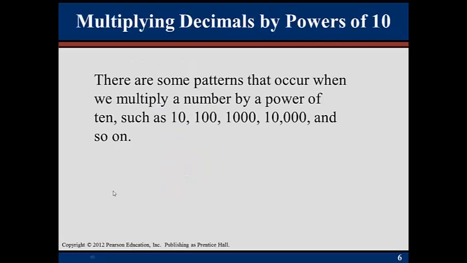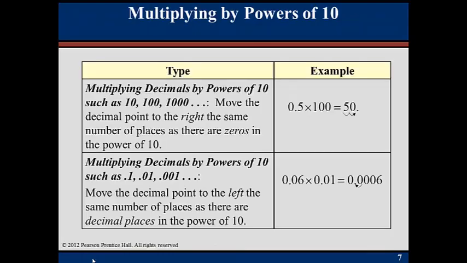Now, multiplying decimals by power of tens. There are some patterns that occur when we multiply a number by a power of 10, such as 10, 100, 1,000, 10,000, 100,000, etc. When you multiply by powers of 10, the shortcut method is to move the decimal point to the right the same number of places as there are zeros in the power of 10.